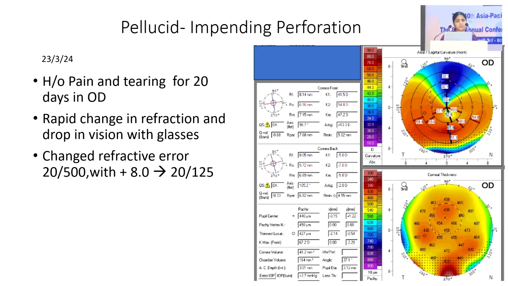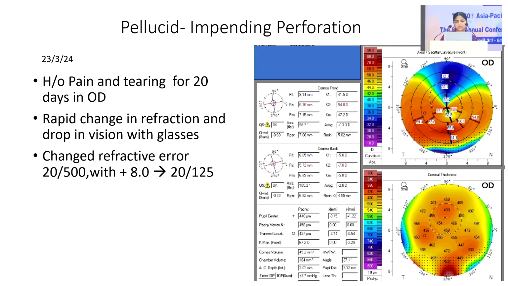This is a very remarkable history in these patients, and if we notice this history, we have to be a little guarded about the follow-up of the patient. This patient also mentioned that there was a rapid change in refraction and drop in vision with the glasses, and the refraction changed from myopic to a hyperopic refraction of +8 with 21/25.